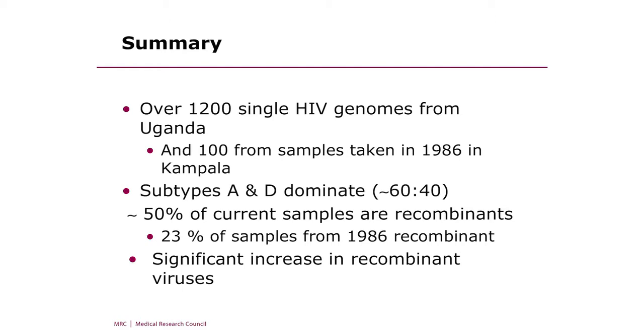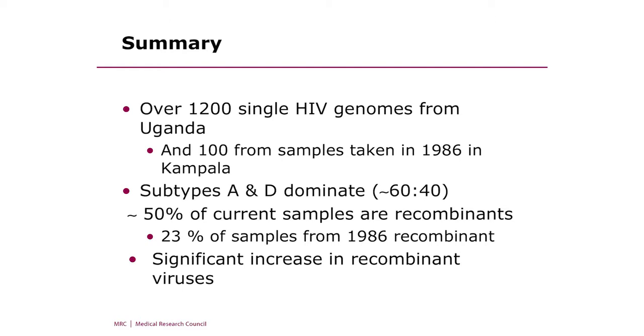But what is very interesting is that we are seeing that currently over 50% are recombinant viruses, mainly between subtype A and D. And this is showing that, in fact, individuals get multiple infections with different subtypes. And this has a lot of implications for vaccine design and development.